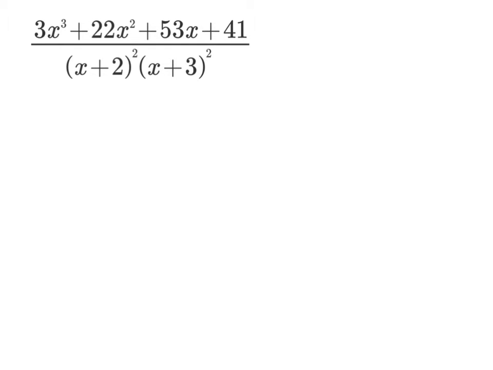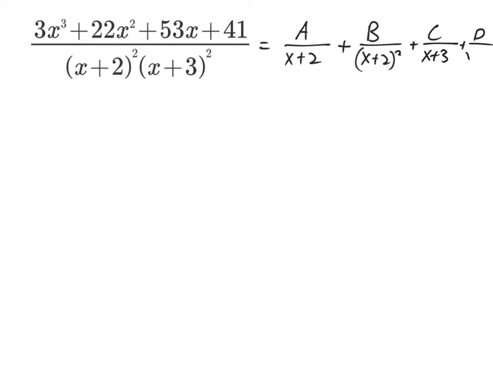So I know that using decomposition, this is going to look like A over x plus 2. And I know it's A and not Ax plus B because the numerator is always 1 degree less than the denominator. Since it's degree 1, this will be degree 0, so it's just going to be a constant. And then it's going to add B over x plus 2 squared. That's because of the degree of this one term. And then it's going to be plus C over x plus 3, and then we're going to add that to D over x plus 3 squared.